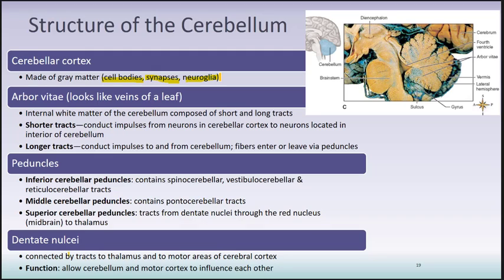White matter predominates the inside of the cerebellum, and it takes on this name called arbor vitae. And this means tree of life. It gets its name because it looks similar to the branches of a tree, but some would describe it as looking like the veins of a leaf, which you can probably visualize looking at the cerebellum here.